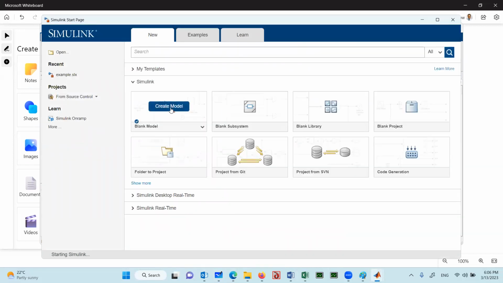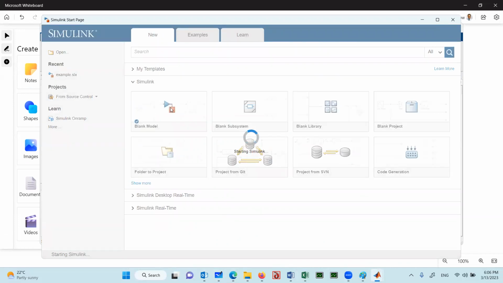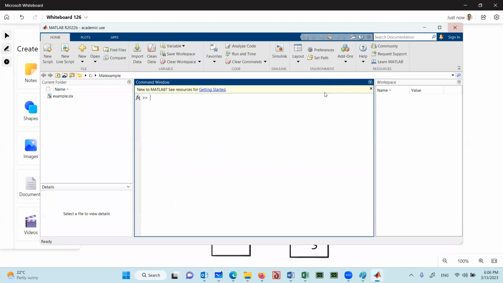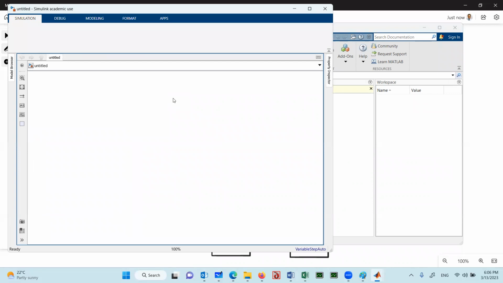And start from a blank file. Now it will take a while. Something goes wrong. I think we are good the other way. No, this is okay now. It's coming.